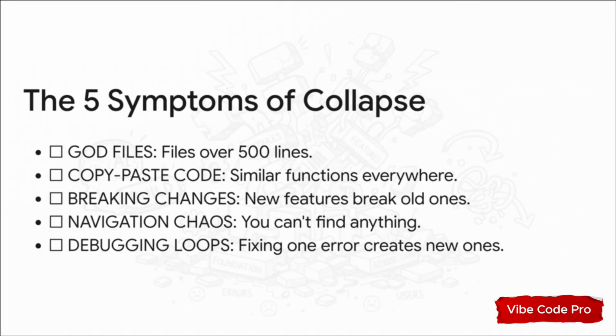All right, I want you to be totally honest with yourself here. Let's go down the list. Do you have component files over 500 lines long? Gotcha. Do you see the same chunks of code copied and pasted in different places? How about this? Does adding a new feature constantly break something that used to work? Is your project so confusing you can't even remember where certain functions live? And the big one, are you trapped in these debugging loops where fixing one bug just magically creates two new ones? Here's a rule of thumb. If you just checked 3 or more of those boxes, you are on a collision course with the week 8 wall, even if things feel okay today.